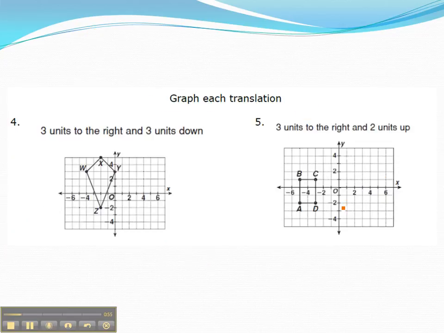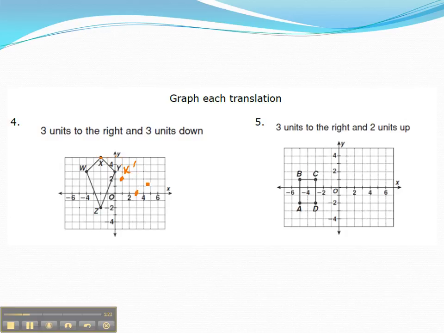Number four, we're asked to graph each translation. The first one is telling us to translate this figure 3 units to the right and 3 units down. So we do that by taking each individual vertex and just counting according to the directions of the translation. 1, 2, 3 to the right and 1, 2, 3 down. That will give me the new X prime of the image. Y, 1, 2, 3 to the right, 1, 2, 3 down.